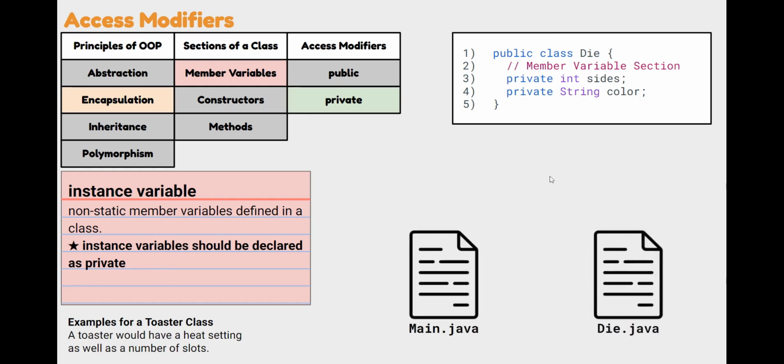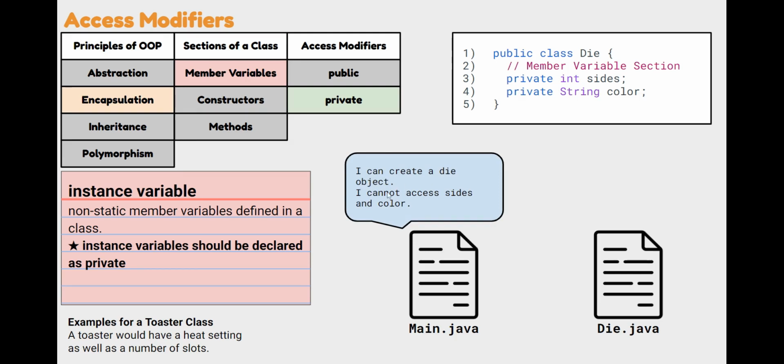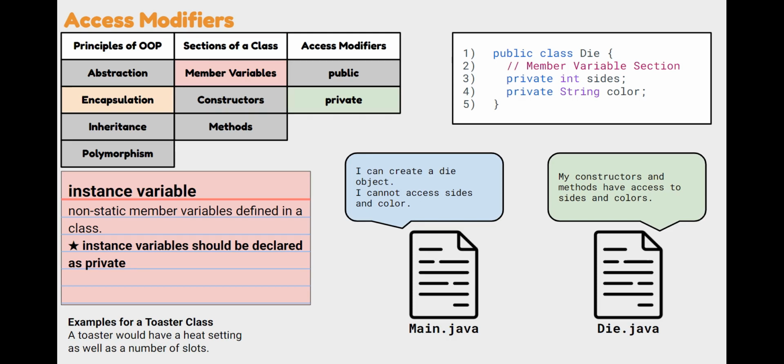So we'll have 2 files when we are creating this program. We will have our main.java, where we put our main method, and then we will have our die.java, which will have all of the code for our die class. Now, the main.java can still create die objects. They just cannot access the sides variable and the color variable directly. For the die class, the constructors and methods will all have access to these variables. It is private to this file only, so everything in this file will have access to them.